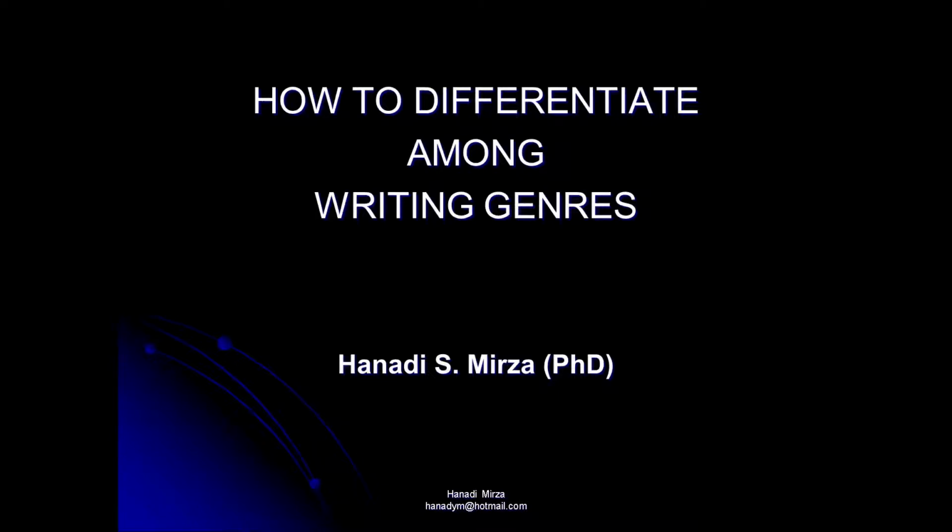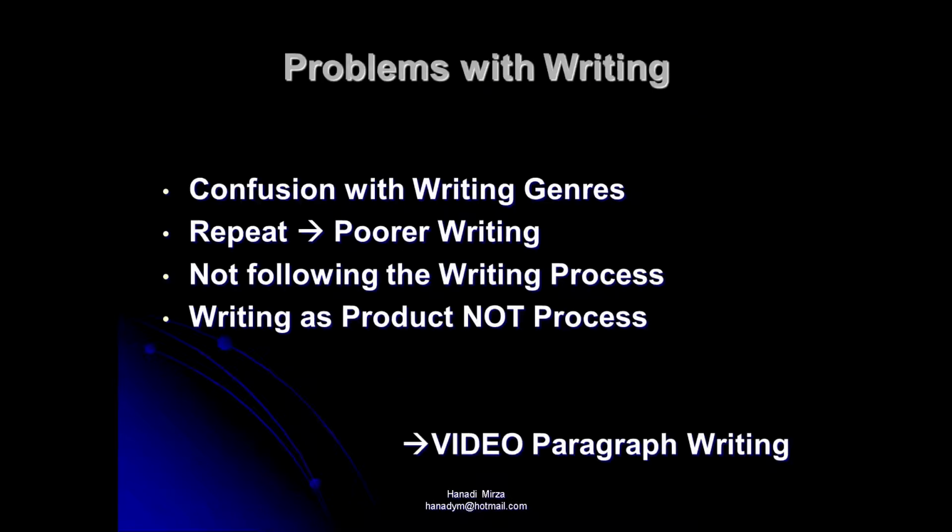This video will show you how to get rid of confusions related to writing genres, basically in elementary or with beginning students. We have lots of problems with writing. The main one is students confuse among genres. We ask them, for example, to write a descriptive writing. They write a narrative one, or sometimes we want a persuasive writing. They write an informative one.